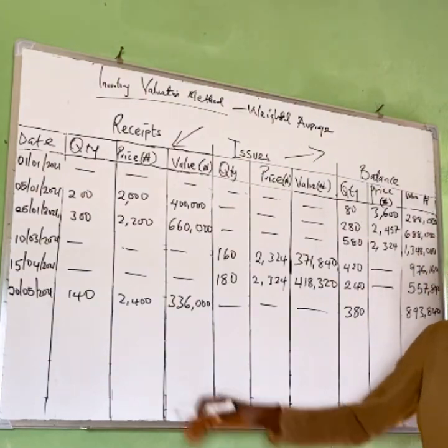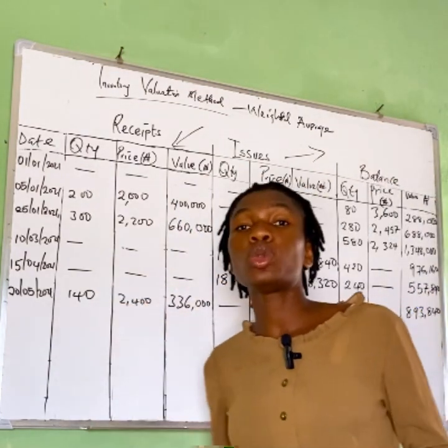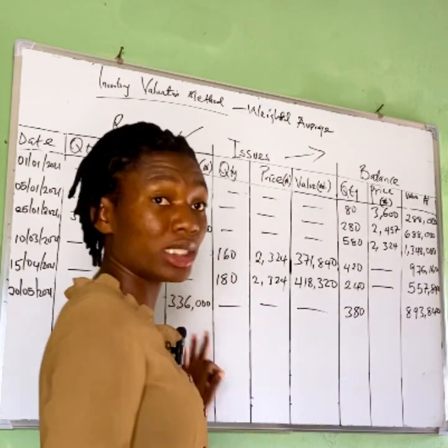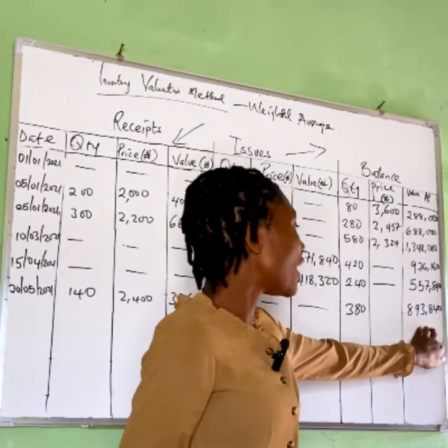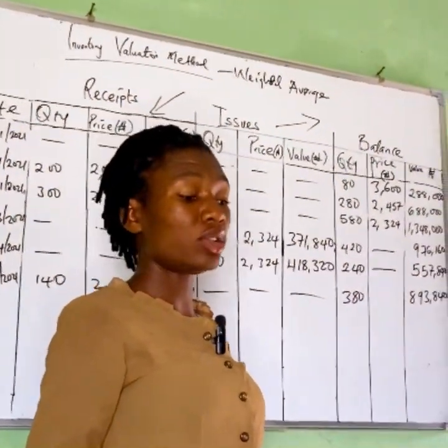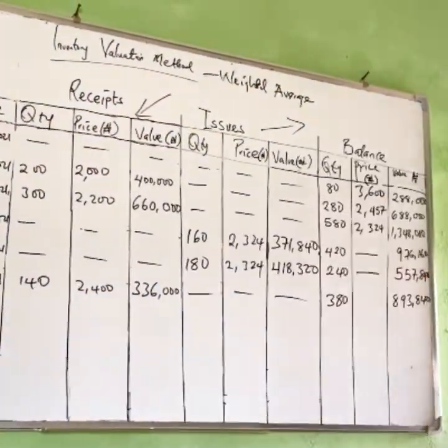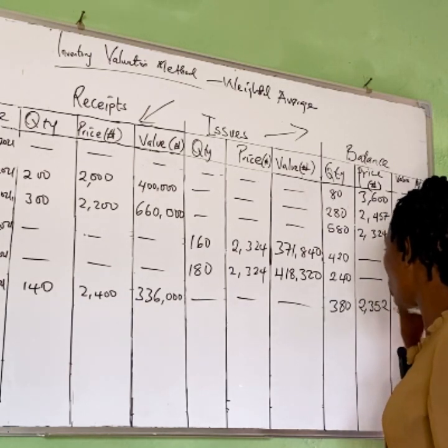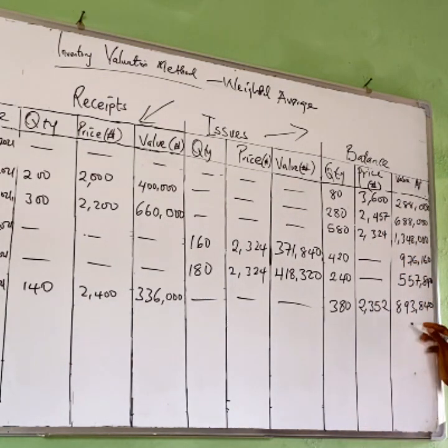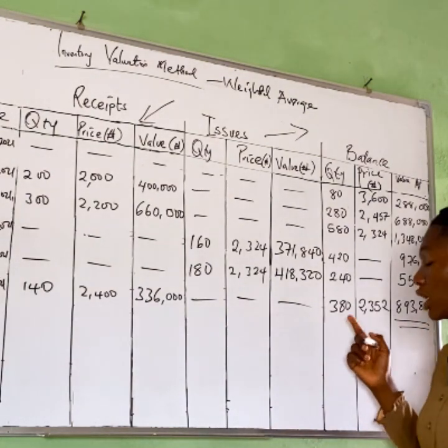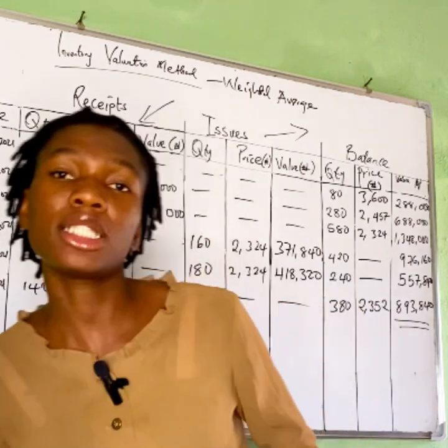Now, like I said, whenever there is a receipt, it means we need to adjust price, all right? So we need to adjust price here because it is a receipt, okay? How do we adjust price? You now divide your value by quantity, all right? You divide value by quantity to give us an approximate value of 2,352 naira, all right? So this is going to be serving as our closing, the value of our closing inventory, right? Which is 380 units.